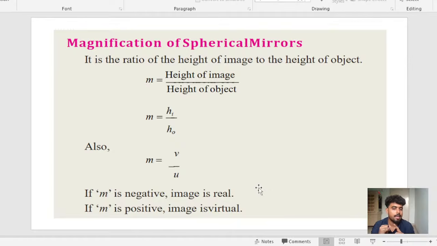Okay. The image formed by a concave mirror is real and inverted. The image formed by a convex mirror is virtual and erect. These are the key points you should remember. Okay. Next, if M is negative, the image is real. If M is positive, the image is virtual.